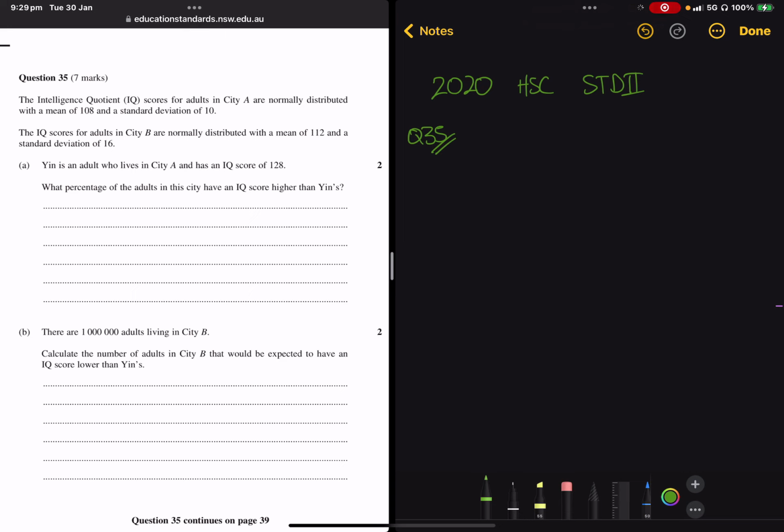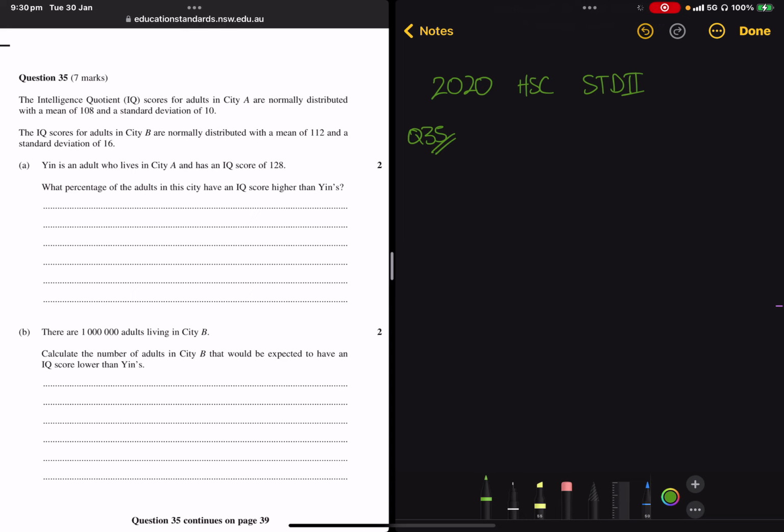We're told the intelligence quotient IQ scores for adults in City A are normally distributed with a mean of 108 and a standard deviation of 10. The IQ scores for adults in City B are normally distributed with a mean of 112, standard deviation of 16. Yin is an adult who lives in City A, has an IQ score of 128. What percentage of the adults in this city have an IQ score higher than Yin's?